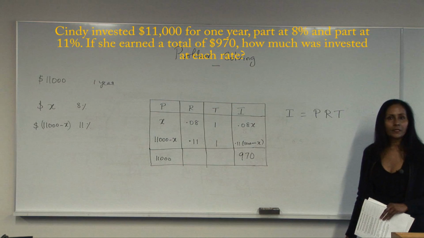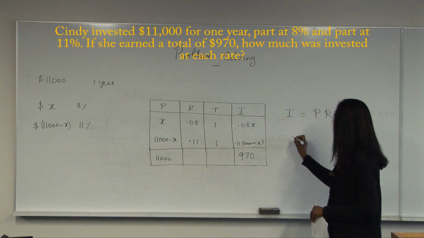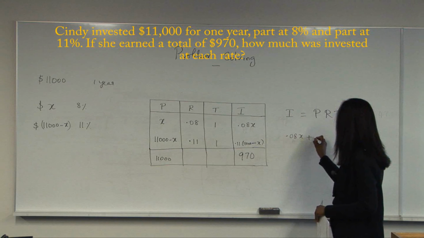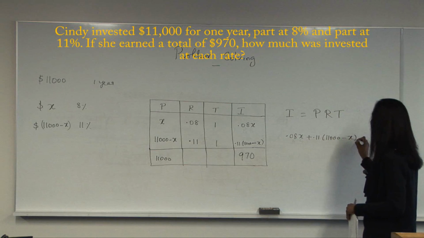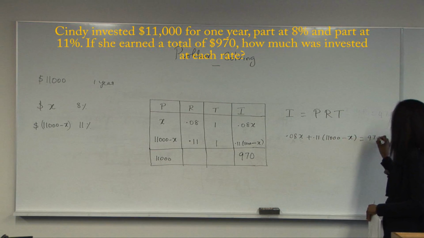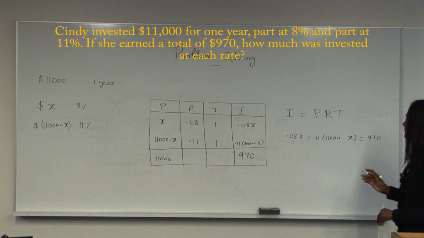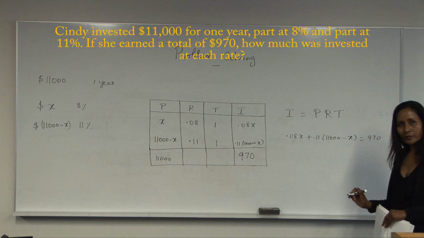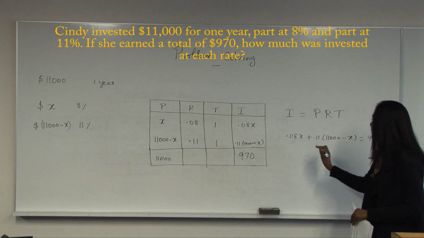So now let us set up the equation. How to set up this equation? This interest plus this interest is the total interest. So this is your equation. Correct? So now we have to solve for x, and we have to combine all of the x's together and the constants to the other side and solve. So how to do that?